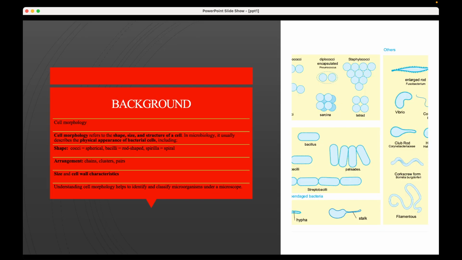So, why does cell shape matter, and what is cell morphology? Cell morphology refers to the shape, size, and structure of a cell. It usually describes the physical appearance of bacterial cells. The bacterial shape is not just a random trait. It plays a major role in how colonies grow and interact with their environment.